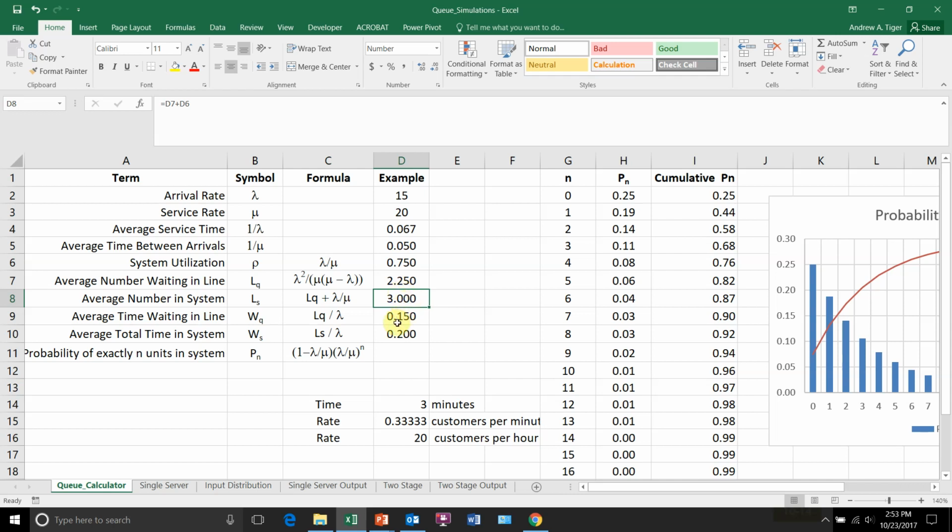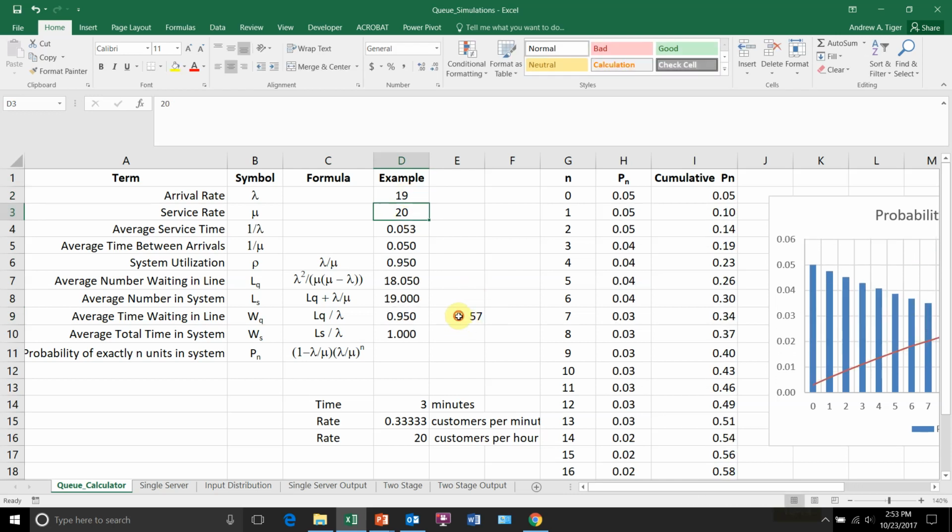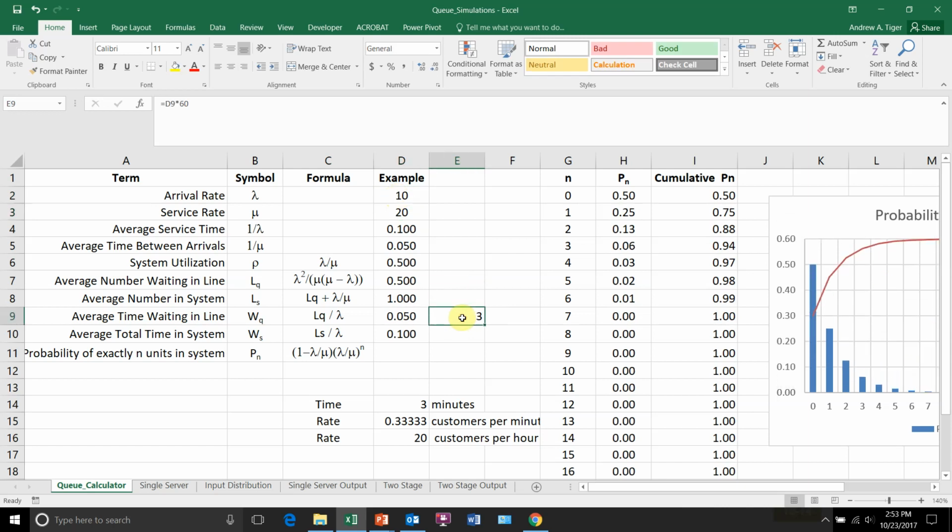The average time in queue, remember this is in hours, so if I multiply that times 60, that's 9 minutes. So right now the average time waiting in queue, which doesn't include the service time, is 9 minutes. Look what happens when I have a real busy system. This gets way, way up there. If I don't have a very busy system, it doesn't take too long. And then the total time in system is equal to this plus the actual service time.